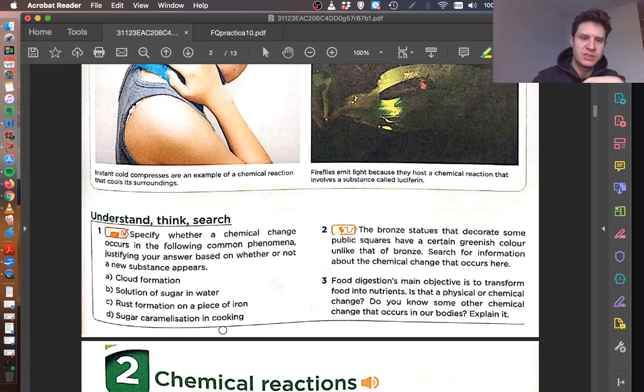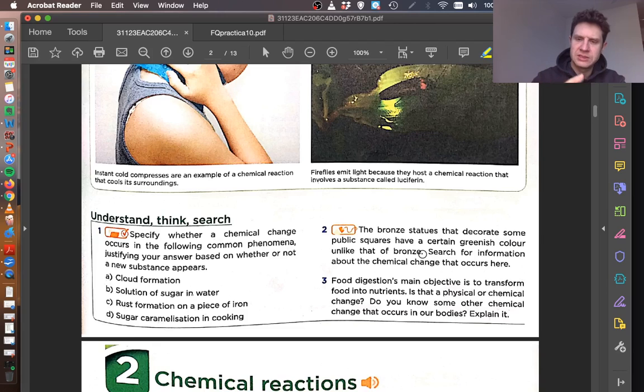Sugar caramelization in cooking. Good. Do we have a change of color? Yes. Therefore, and we have some vapor. It smells like the caramel of popcorns in the cinema, for example. Yes, these popcorns caramelized. The bronze statues that decorate some public squares have a certain greenish color, unlike the bronze.